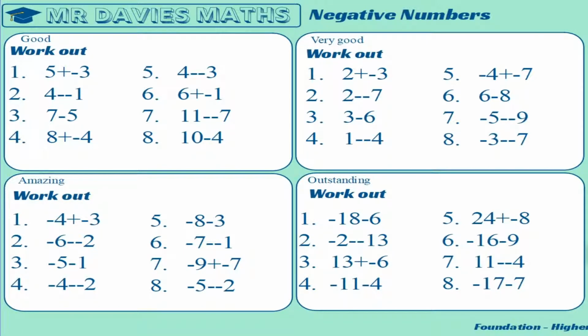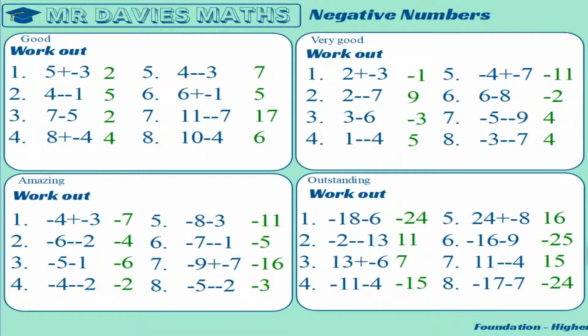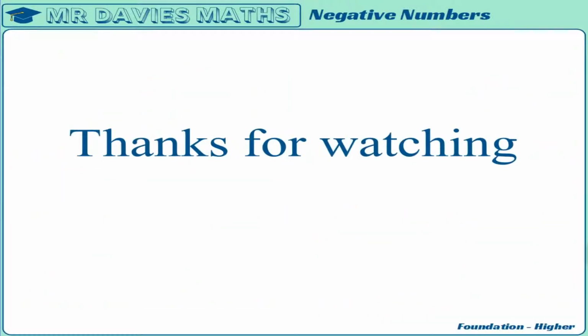Okay, here come the answers. Fingers crossed you've got them all right. And that's pretty much it. If you can figure out how to add two values together or take away some values from each other, then that's pretty much all you need to know about negative numbers. So hopefully you've learned something.